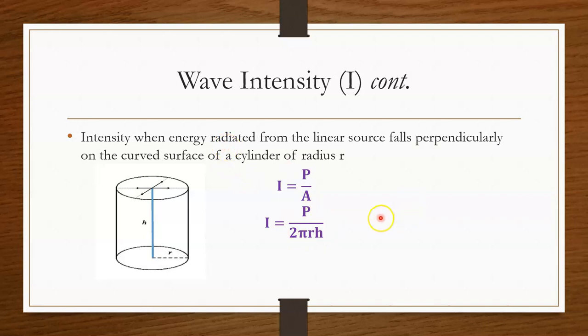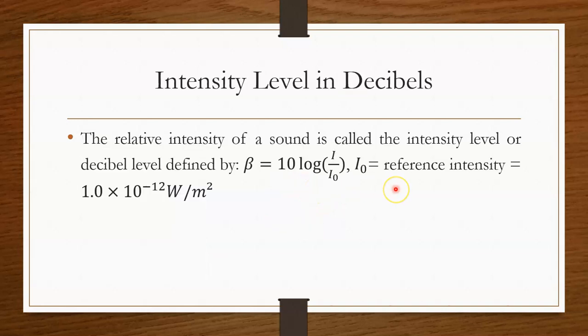So in conclusion, the value of intensity will vary based on the area. When the area is a circle, the value of I will follow the formula for the area of a circle. But when the area is a cylinder, then the intensity will follow the formula for the area of a cylinder. So please take note of that.